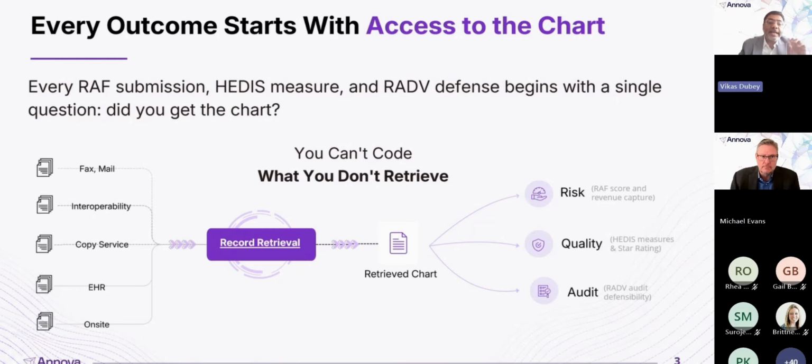Yeah. So basically, last year a plan approached us and said, we have been chosen for a RADV audit, and they wanted our help in trying to retrieve charts. If you think of it, whether it's a RADV audit, risk adjustment program, quality, or audit, all of this really starts with the record retrieval. You cannot code what you don't have.